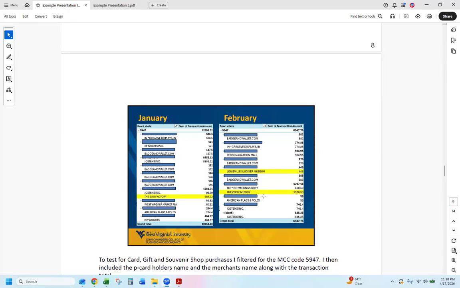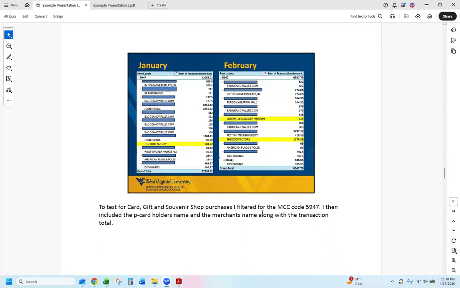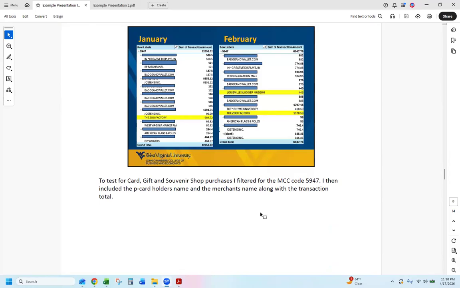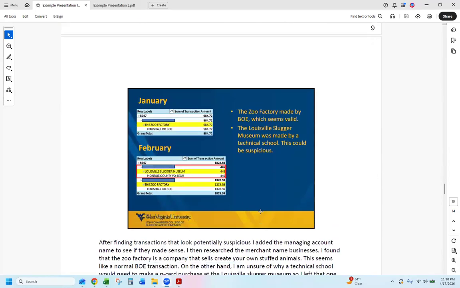And then if you look it up, like the Zoo Factory, I don't know what the Zoo Factory is. Well, I looked it up, and I remember this distinctly from back whenever they first did this presentation. It's like a Build-A-Bear type thing. So it probably has something to do with some kind of school event. So maybe it makes sense, but it still calls it out because it's a little bit different from what we would normally see. Here, Zoo Factory was charged by a Board of Education. Louisville Slugger was by a technical school. Could be suspicious. They could also be on a field trip, and they stopped there. So maybe that would make sense too.